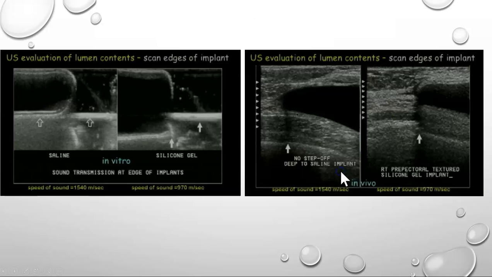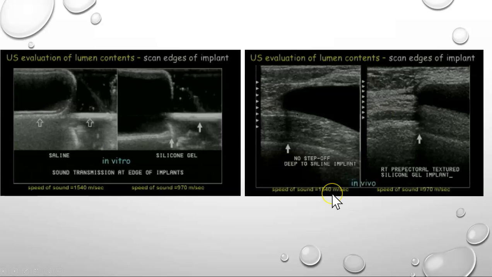So let's take a look at some actual images. Here we see an evaluation of an implant that is in vitro, so it's sitting in a container with water, and you can see that the implant is saline and the sound gets to both the bottom of the implant at the same time it does through the saline. When we use a silicone gel, in which sound travels slower, then it elongates the base of the image and appears to be much deeper. The speed of sound in this is about 970 meters per second through this image.